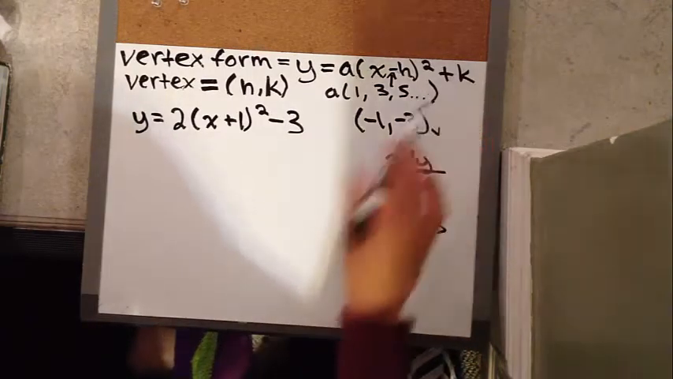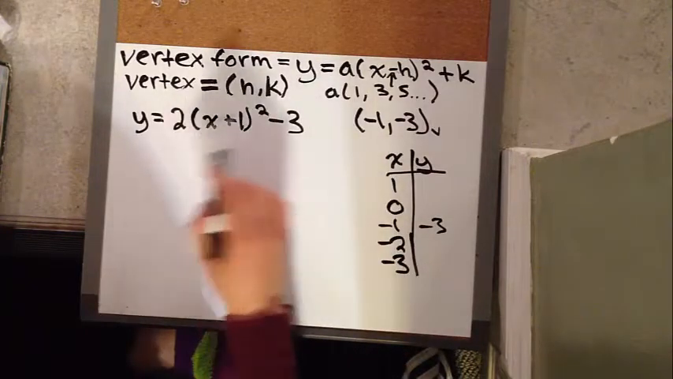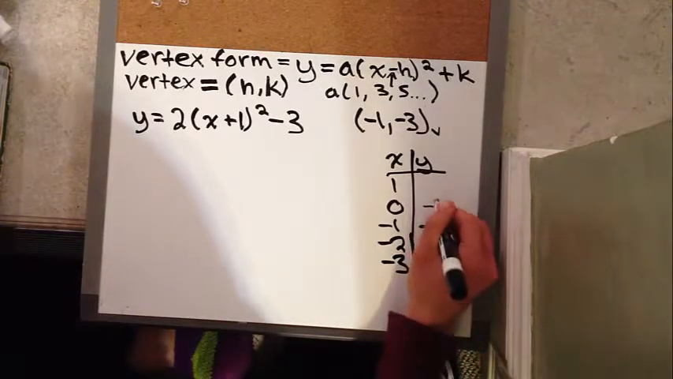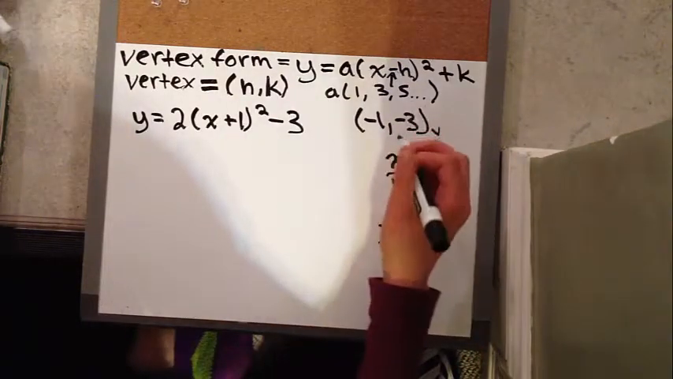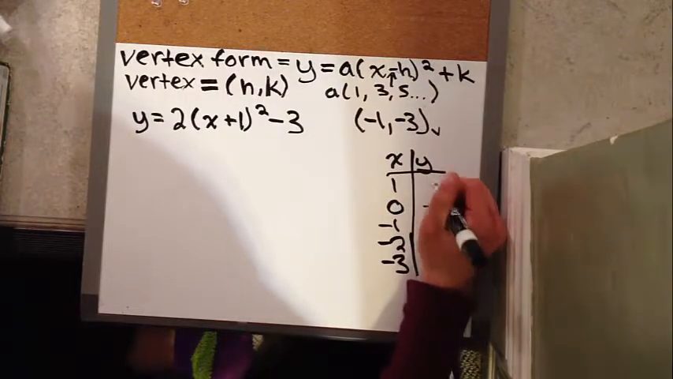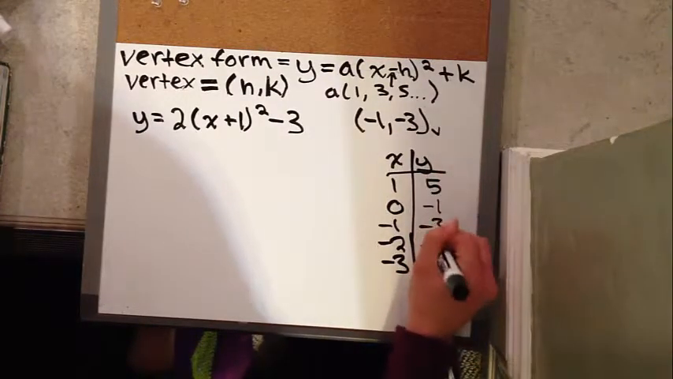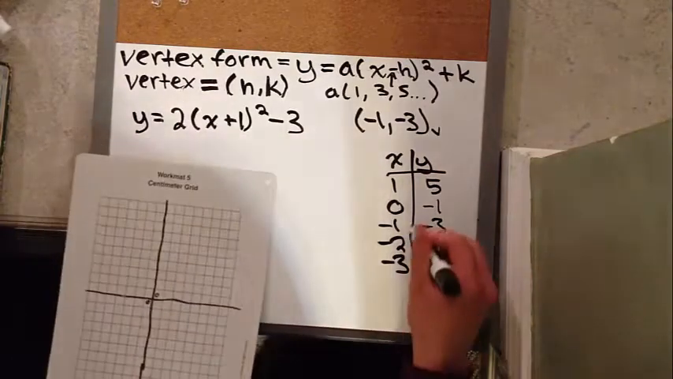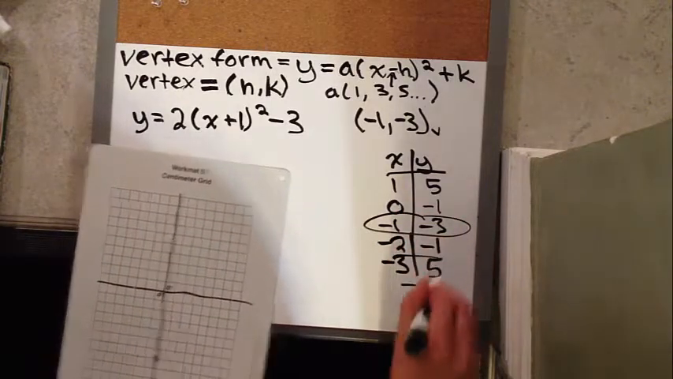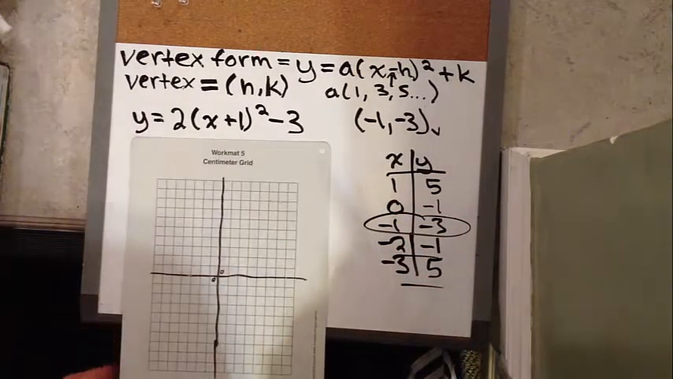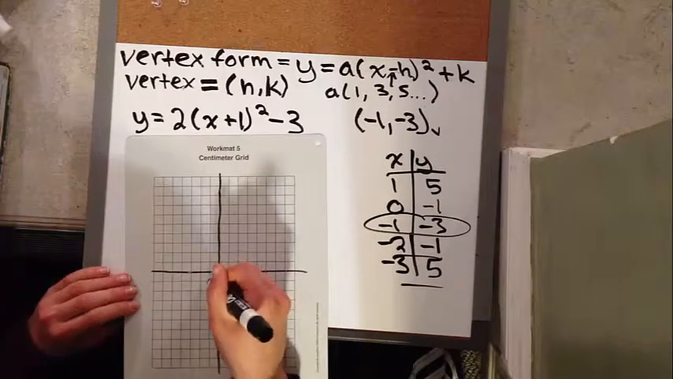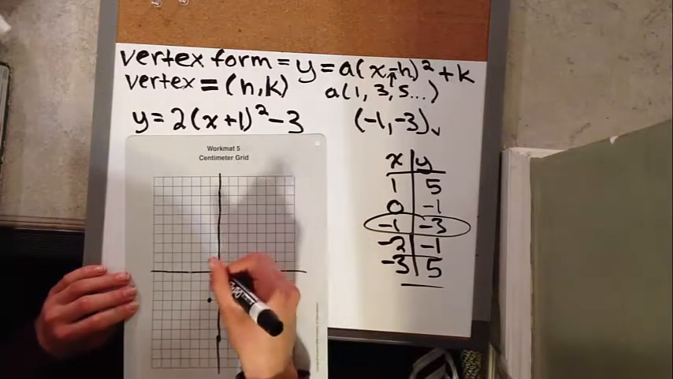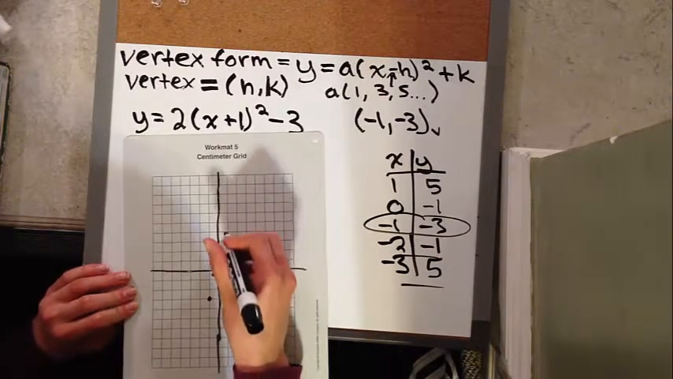Okay, so I stuck our little pattern up here. Now that we have a 2, it'll be 2 times 1, so negative 3 plus 2 is negative 1. And then 2 times 3 is 6, so negative 1 plus 6 is 5. And now we just fill this in down here, and we can graph it now that we have all of our points. So our vertex, negative 1, negative 3, goes right here. And our first point is (1, 5).